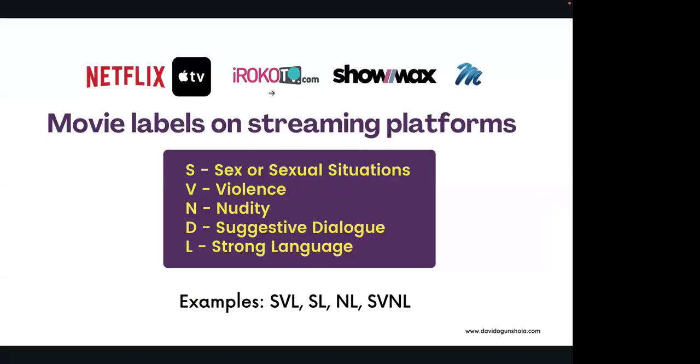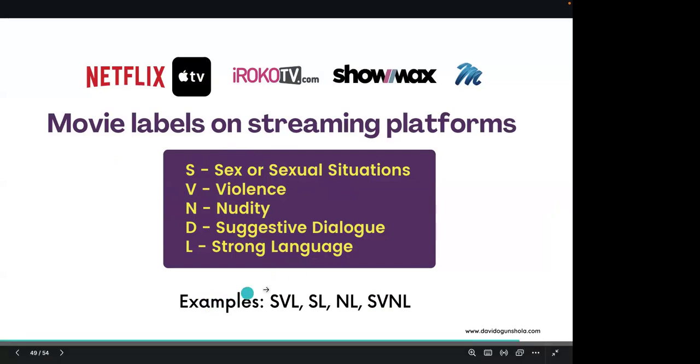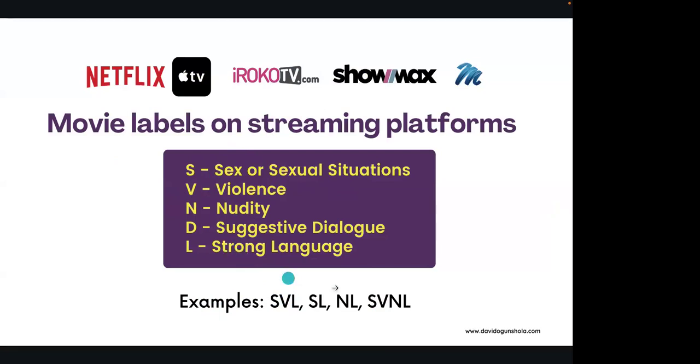And then when it comes to streaming platforms, you have those labels, S, V, N, D, L. S means there's sexual situations or sex in the movie. V means there's violence in the movie, and then nudity, suggestive dialogue, strong language. So a movie rated SVL tells you that in that movie, there's sex, there's violence, and there's strong language. If it says NL, there's nudity and there's strong language. You determine what you don't want your children to see. So when it comes to the movies, you are able to set some of those settings and at least restrict access to what you think they should watch and what they should not watch.